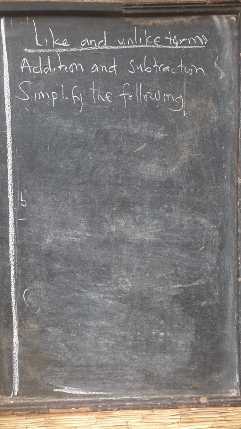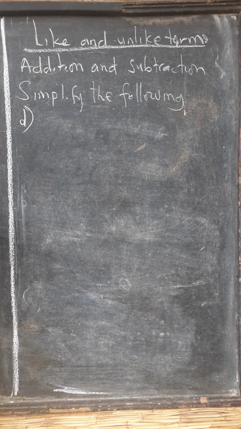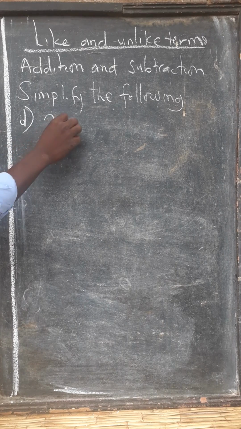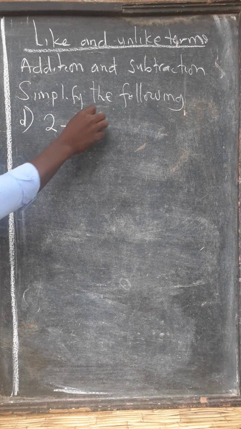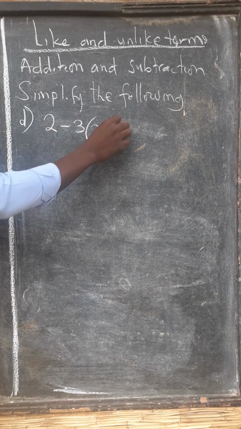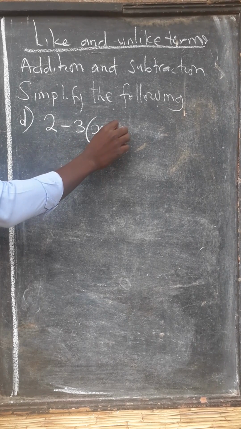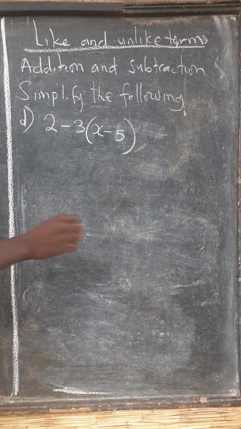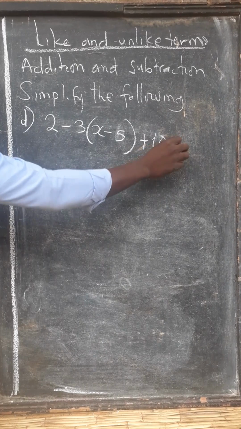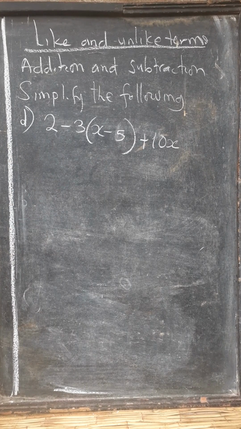So let me introduce something that is slightly different. We went up to C, now we have D. If we have a question such as this one, 2 minus 3x minus 5, then plus 10x, how do we simplify this one?